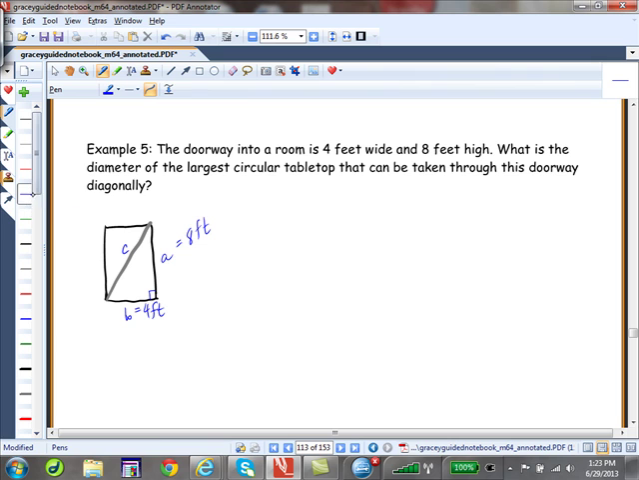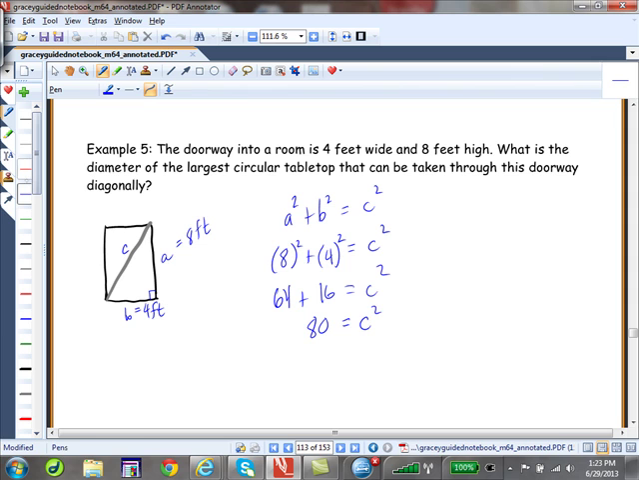So you just set it up. A squared plus B squared equals C squared. A is 8, so 8 squared plus 4, which is B, 4 squared, equals the diameter squared, which we let be C. So we get 64 plus 16 is C squared, 80. Now be careful, since there's a plus sign, you can't start square rooting here. Simplify as much as you can before you square root both sides. So 80 is C squared.